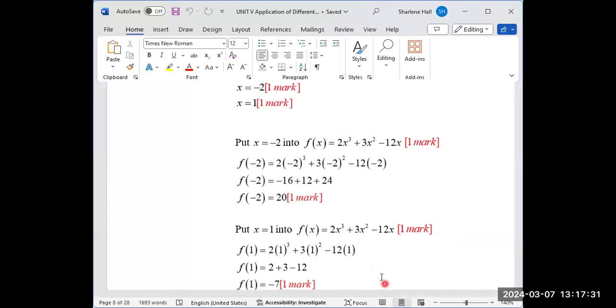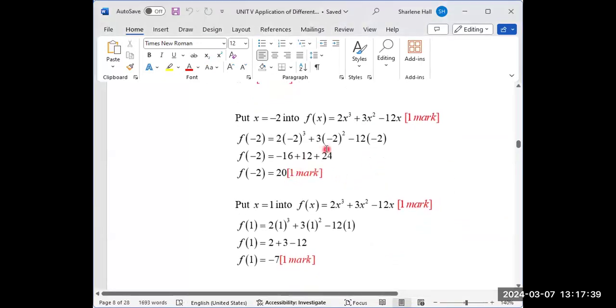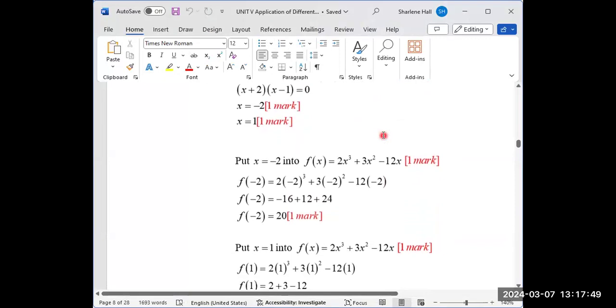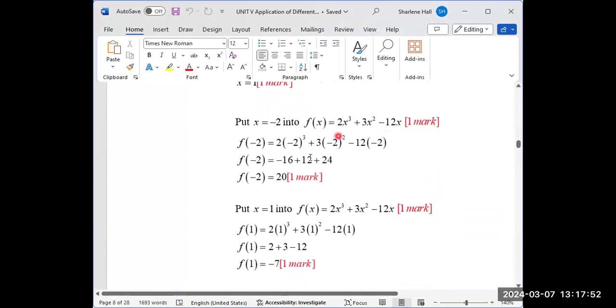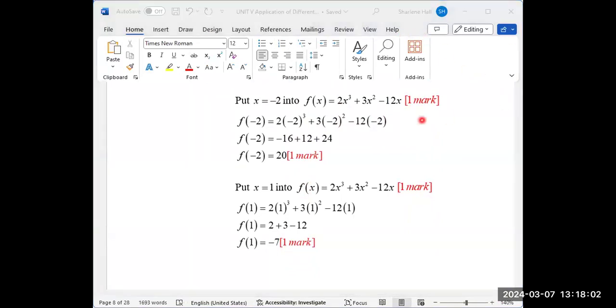Can you still see my screen? Yes, sir. When I substitute all of that, I'm going to get 2 times negative 2 cubed plus 3 times negative 2 squared minus 12 times that. You know what I should ask you to do? I should ask you to substitute this into your calculator and tell me if you get 20. Because I know some of you are having a challenge utilizing your calculator, so I wanted you to try it. So try the other one for me, please, Randine, and see if you get negative 7 as well.